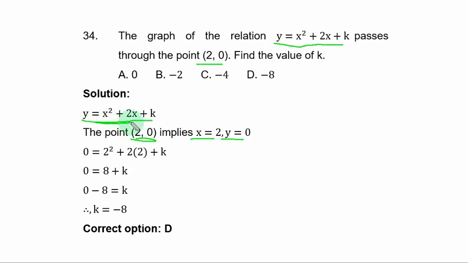In the given relation, you replace y with 0 and s with 2 in this form. If you simplify, 2 squared is 4. 2 times 2, 4. 4 plus 4, 8. So you have 0 equal to 8 plus k. If you transfer plus 8, you have 0 minus 8 equal to k. Therefore, k is equal to minus 8. D is the correct option.